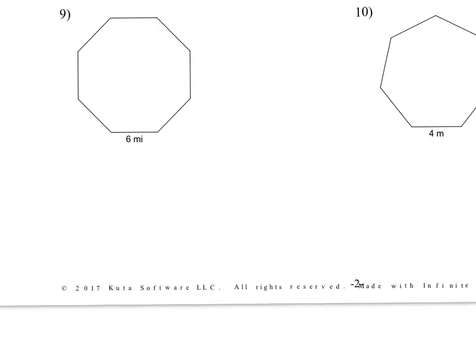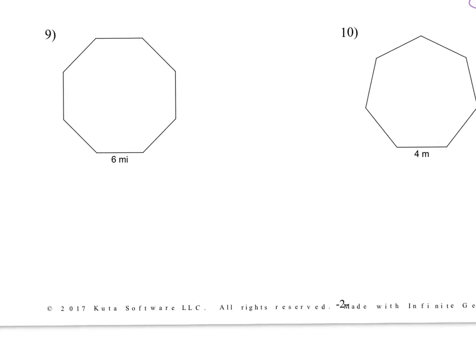Okay, number 9 looks like we have an octagon. So I see that we have congruent sides. If the area equals the apothem times the perimeter divided by 2, I know that perimeter must be, I have 8 equal sides and they're all 6 miles long. So that perimeter must be 6 times 8, which is 48. And then we'll just need to find our apothem, and then we can go ahead and solve this problem.